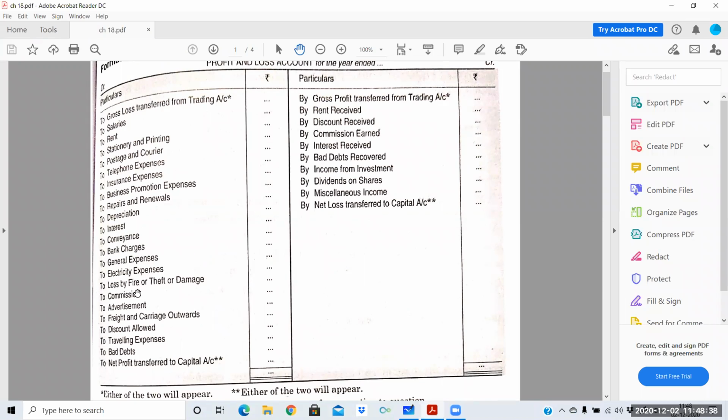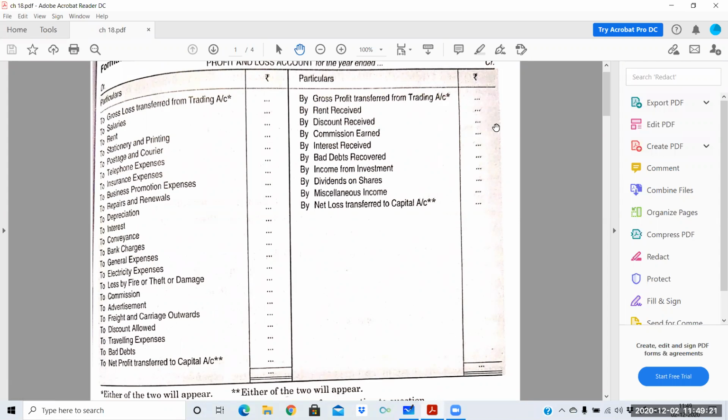Loss by fire, if there is a fire breakout in your organization, then whatever the loss is there, that will be written as a loss by fire or loss by theft. If any employee has stolen any of the goods or any cash, then it will be known as loss by theft. So it will be written in the profit and loss account. To commission, if you have paid any commission. To advertisement, to freight and carriage outwards, to discount allowed. If discount allowed is there, then it is an expense. To traveling expense, to bad debts. So many more indirect expenses can also be there.